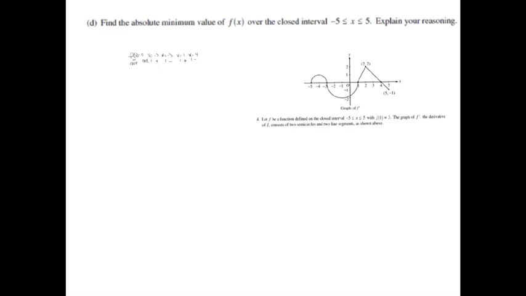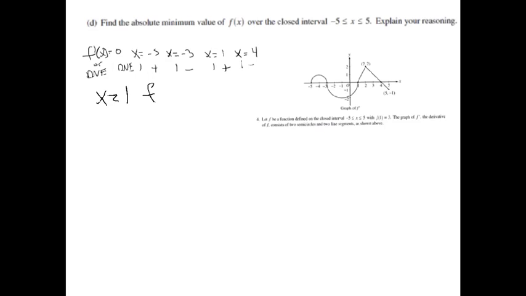Okay, part D says, find the absolute minimum value of f of x over the closed interval -5 to +5. Explain your reasoning. Well, absolute mins and maxes, if you remember, we have to take the first derivative, set it equal to 0, and make a sign chart to find my relative mins and maxes. Again, we've already done that in a previous part. So you see that the derivative goes negative to positive at x equals 1. That means that the function f of x goes from decreasing to increasing at x equals 1. So that means there's a relative min at x equals 1.